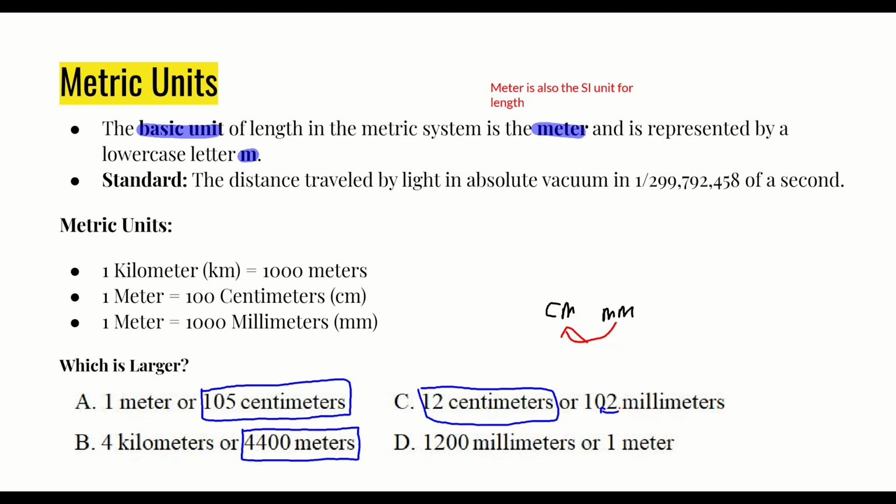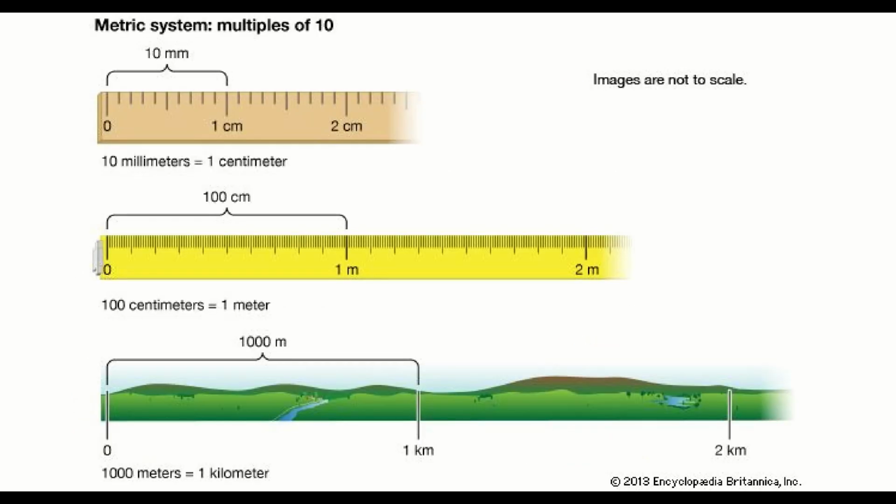Well, 1 meter is 1,000 millimeters, and since 1,200 is bigger than 1,000, we have that. All right, this is really just that idea of multiples of 10 for our metric system. Nothing that you need to write down in your notes, but we do want to have that idea. 10 millimeters is a centimeter, 100 centimeters is a meter, and then 1,000 meters is going to be our kilometer, and then it gives you an idea of scale.